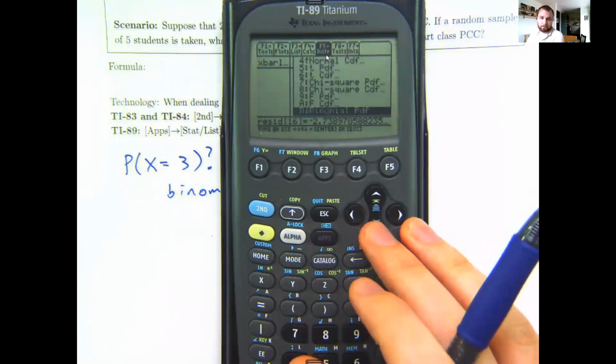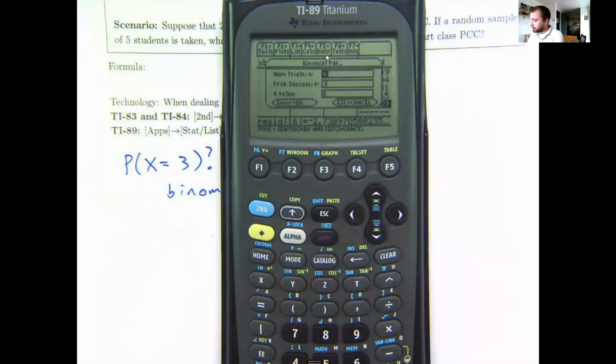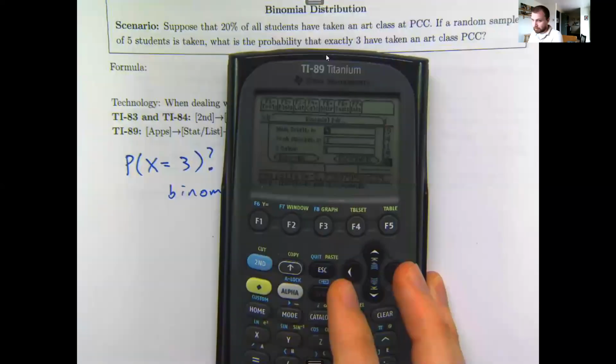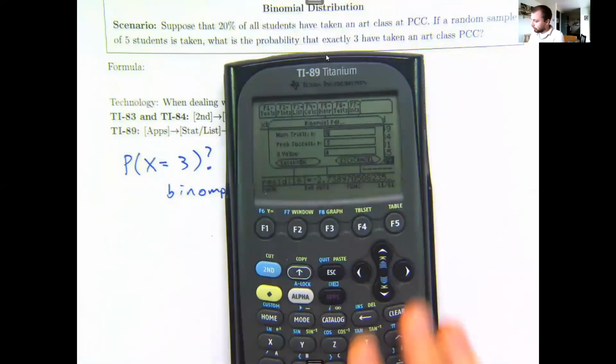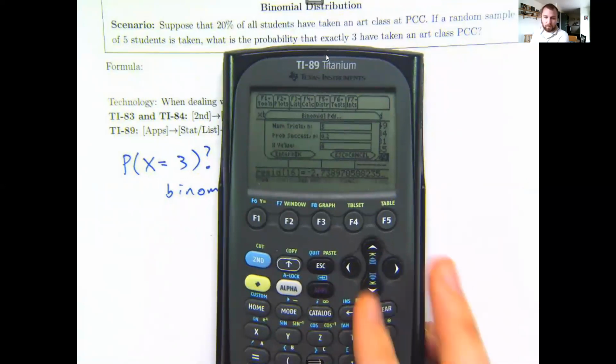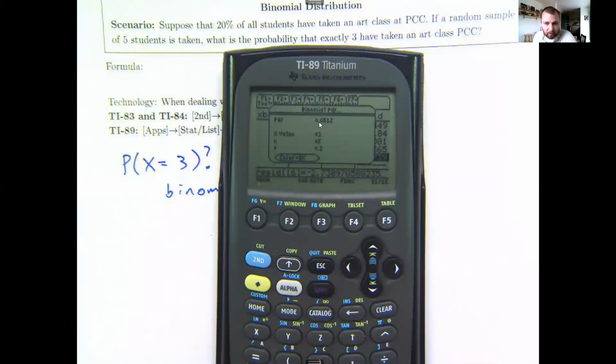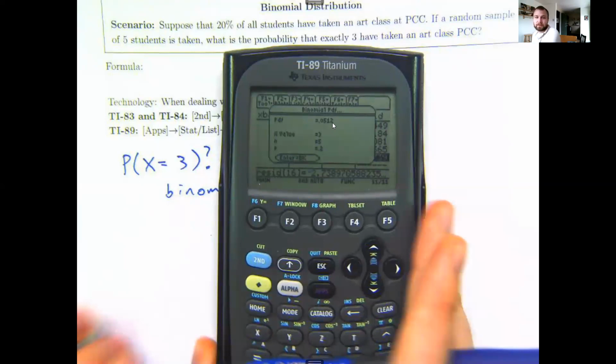There we are. Number of trials, well, this was out of 5 trials. There was a 0.2 or 20% success rate. And I wanted 3 successes out of the 5 trials. So when I hit enter, and then enter again, it gives me the probability right here, 0.0512. Looks like it's matching up just fine.